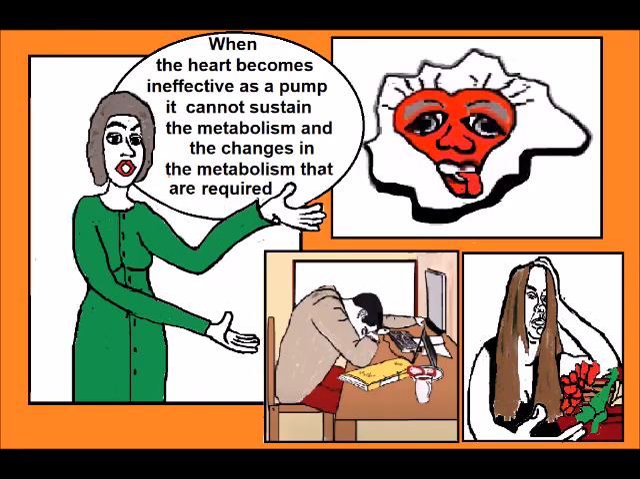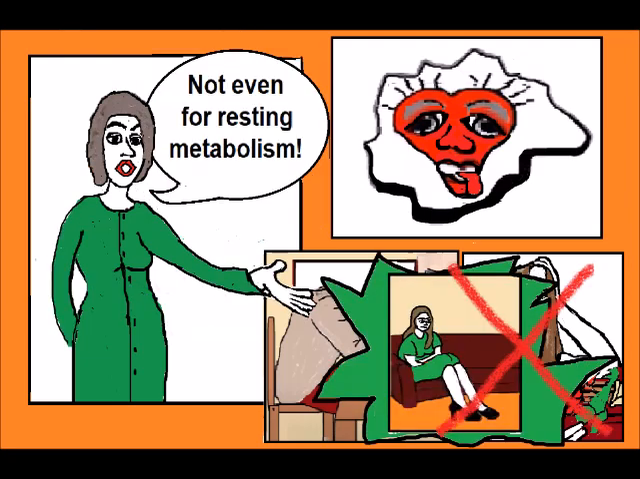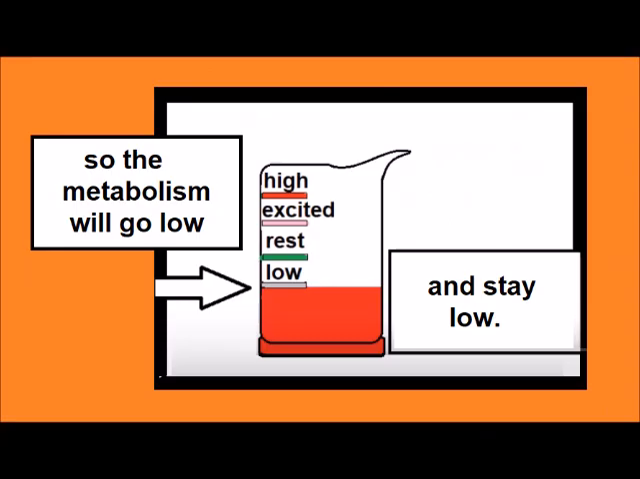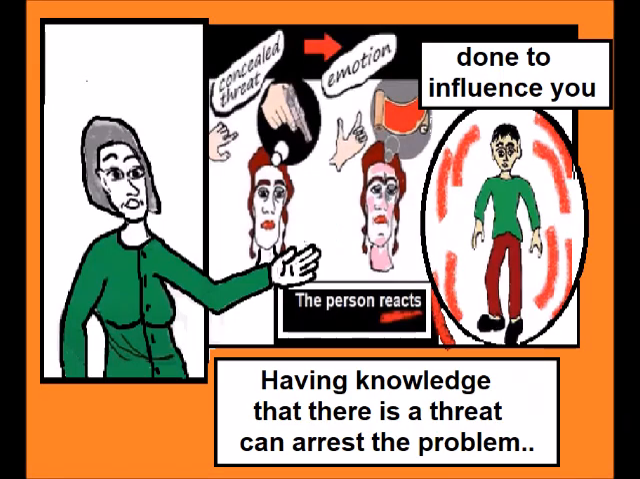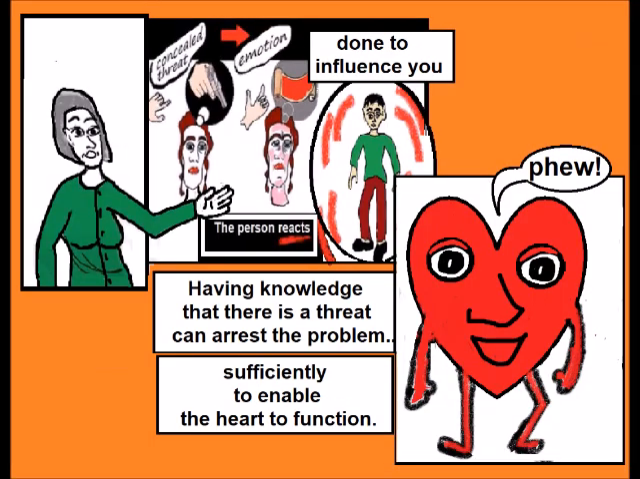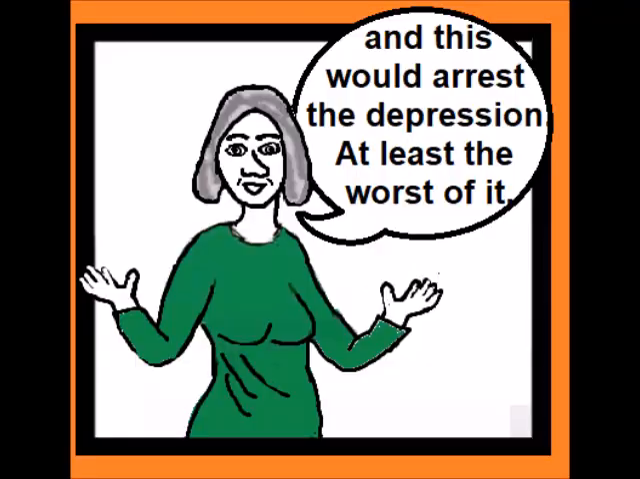When the heart becomes ineffective as a pump, it cannot sustain the metabolism and the changes in metabolism that are required, not even for resting metabolism. So the metabolism will go low and stay low. That is depression. Having knowledge that there is a threat can arrest the problem sufficiently to enable the heart to function. And this would arrest the depression, at least the worst of it.